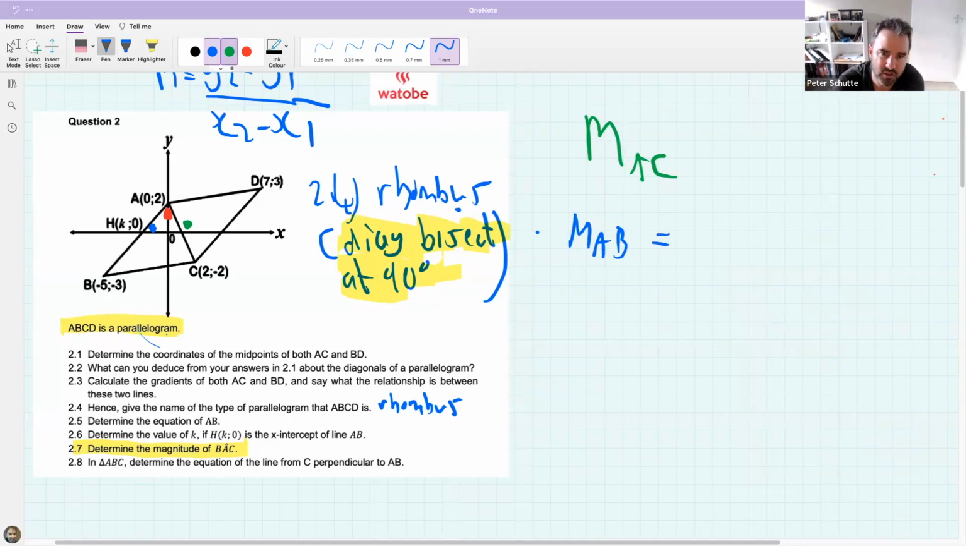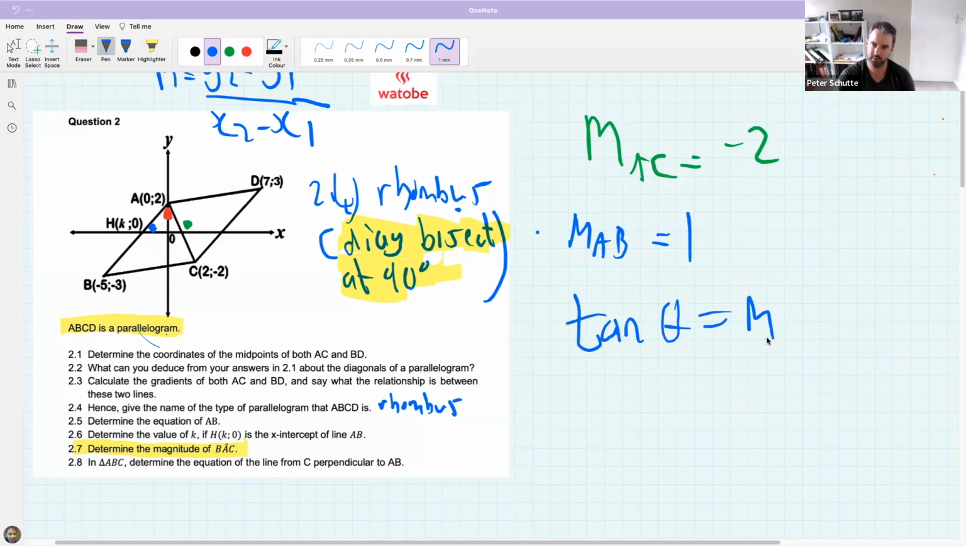So earlier in this question, we worked out that the gradient of AC was -2, and the gradient of AB we worked out was 1. What formula will connect the gradients to angles? I think we did a bit of this in the last lesson. What formula do we need to connect the gradient of straight lines to angles? Yeah, so tan theta equals m.